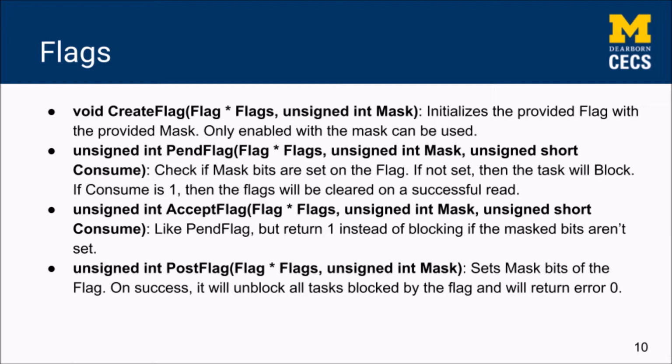We then have accept flag. What that's going to do is it is basically the same as pend flag, except if the flag is not set, it'll return an unsigned integer of 1 instead of blocking. So this is really good. It works really similar to a query. And then finally post flag. Post flag sets the mask bits of the flag to 1, and it'll unblock all of the tasks blocked by that flag. If the flag bits of the mask are not enabled and are attempted to be read from or written to, the function is going to return with an error of 404.